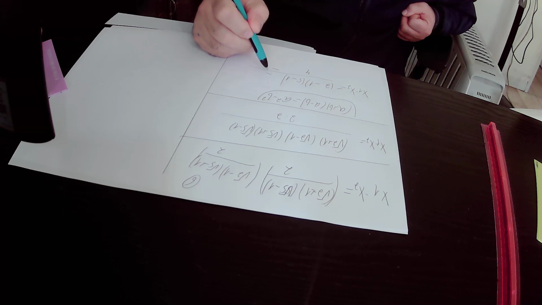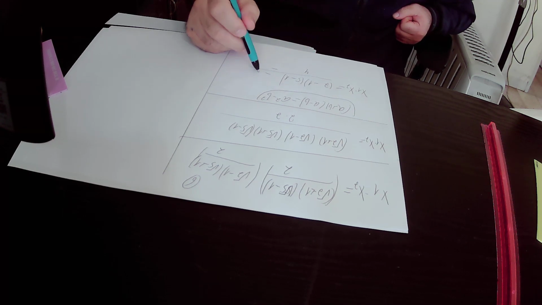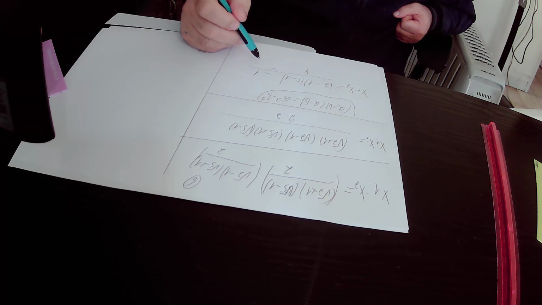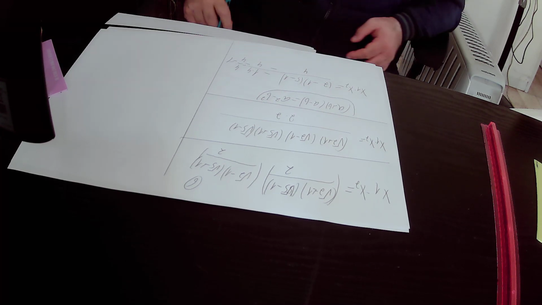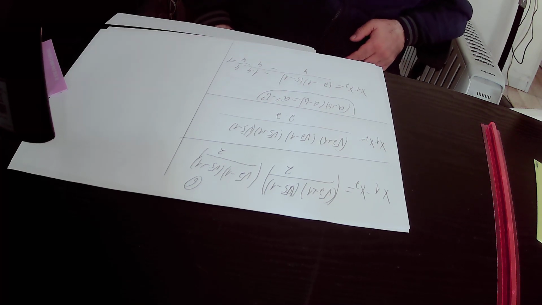Okay, so 2 minus 1 is 1, 5 minus 1 is 4, all divided by 4. 1 times 4 is 4, over 4 is 1. So we found out that x1 times x2 equals 1.